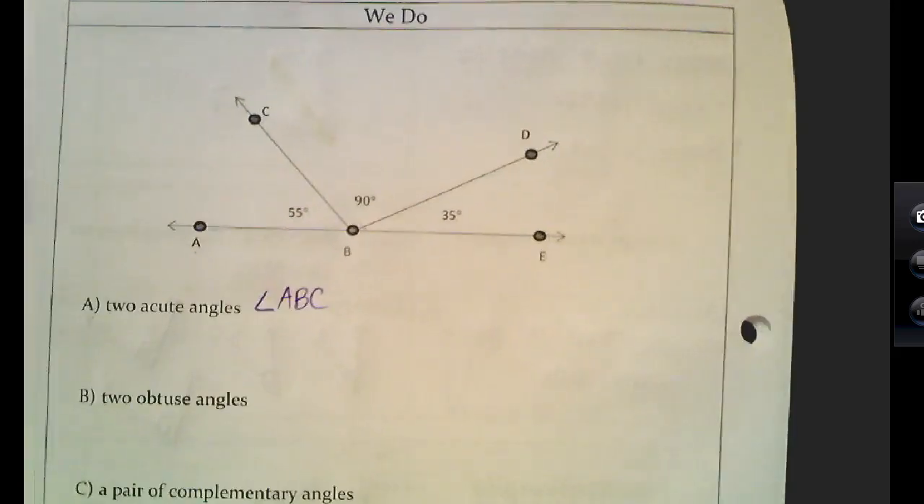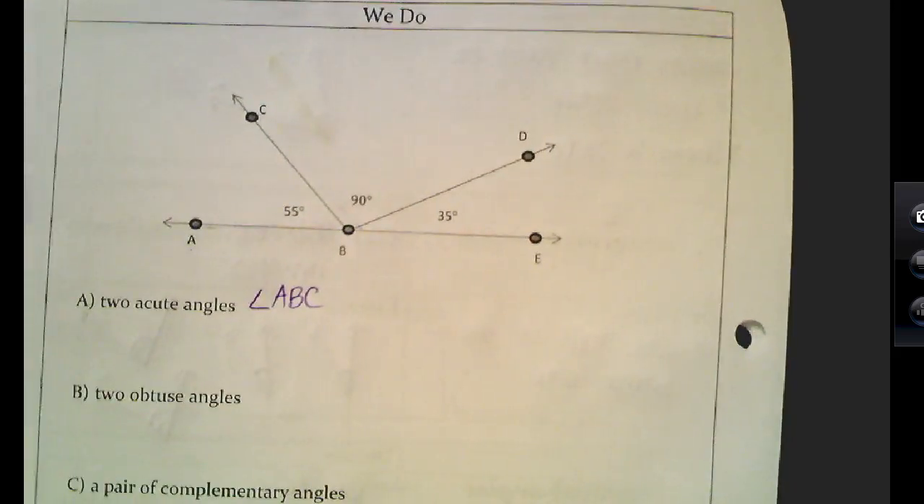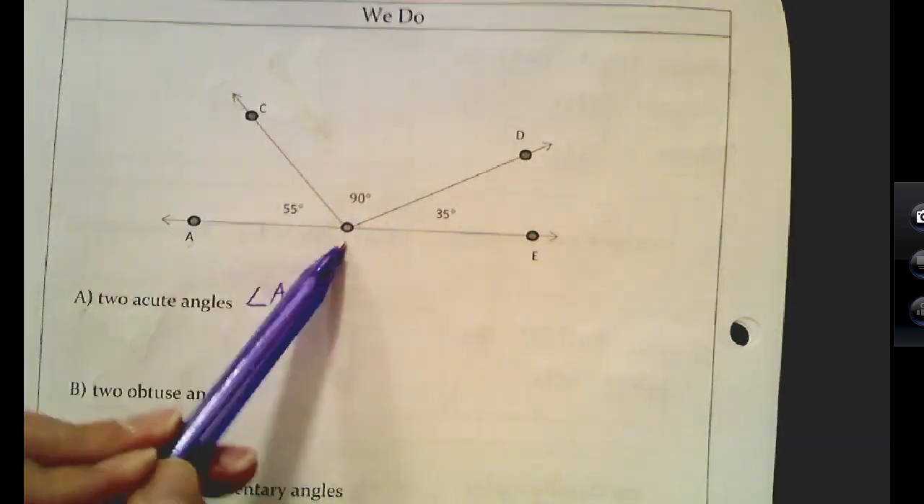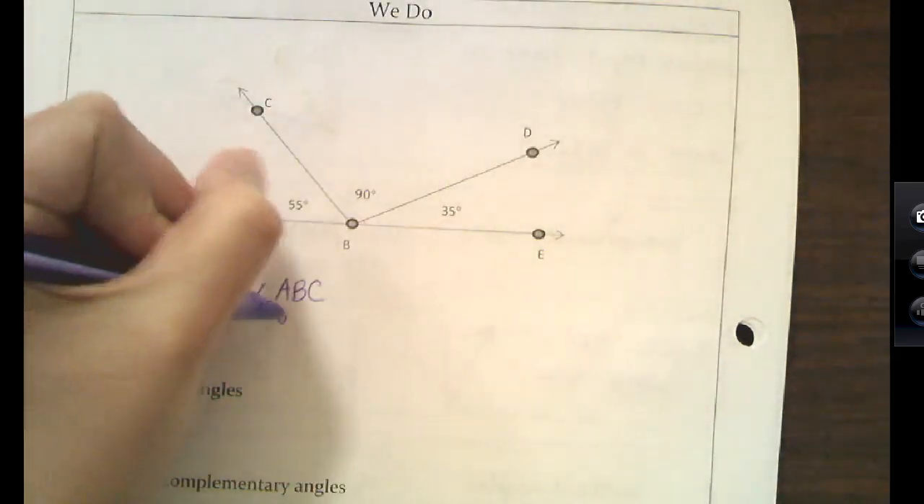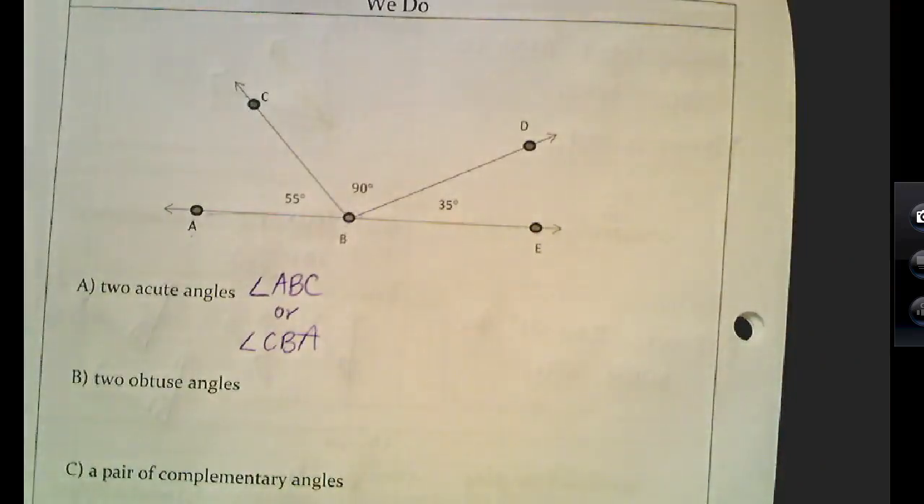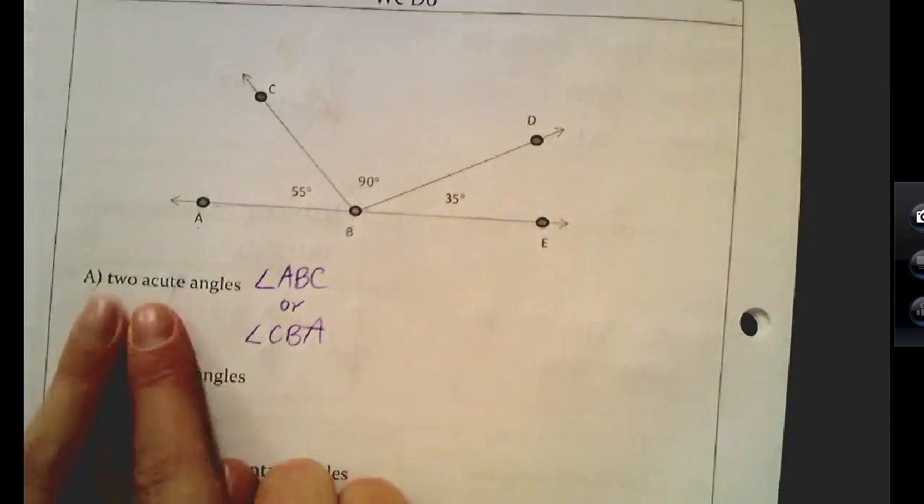Can anybody think of a different way you could name that angle? There are actually 2 ways. Well, you can't start with B because you can't start with the middle. So you could also name that backwards and call it CBA. But that's the same angle, by the way. So we've only listed 1, and we need 2 acute angles.